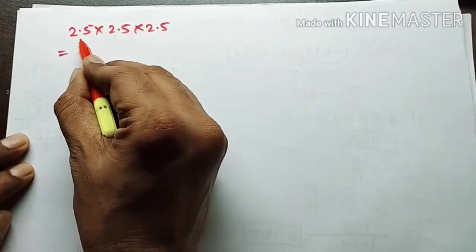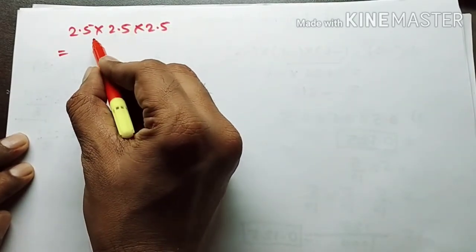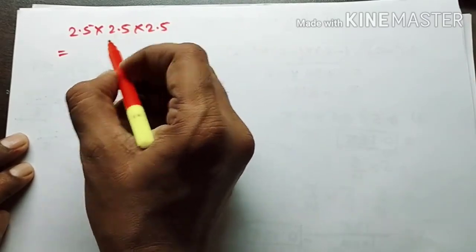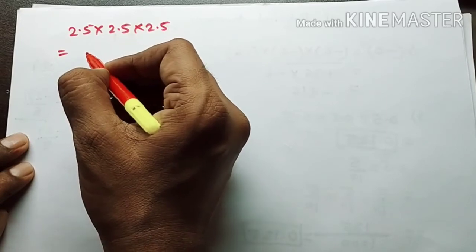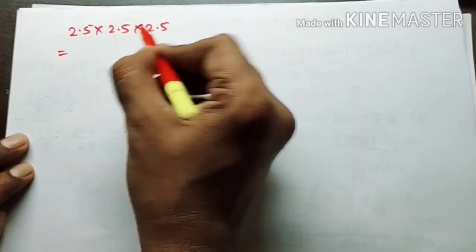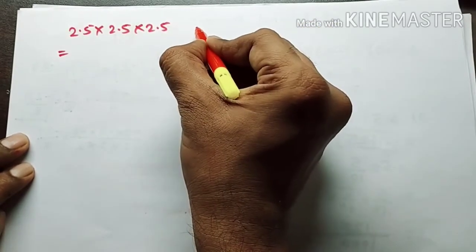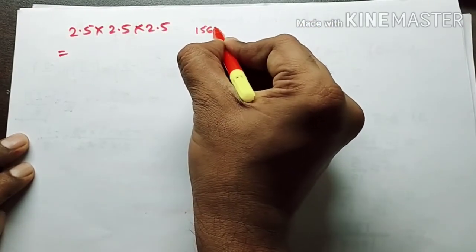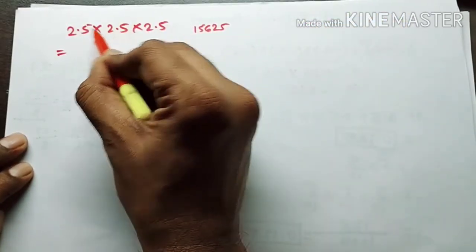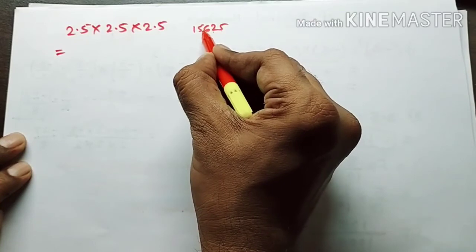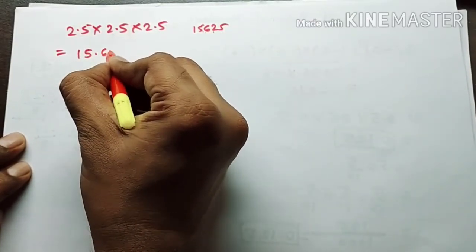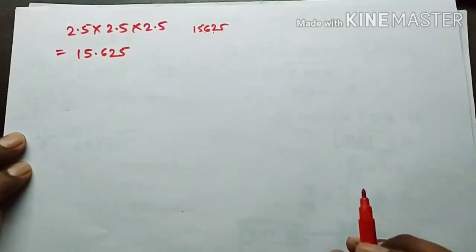Means we get 25 into 25, 625, and 625 into 25 we get 15,625. Using 1 place, 2 place, 3 place, 15.625 is the answer.